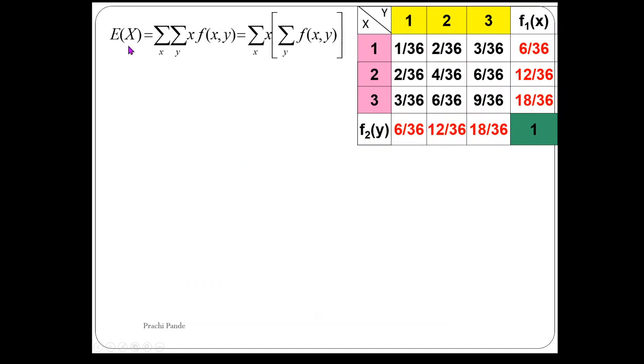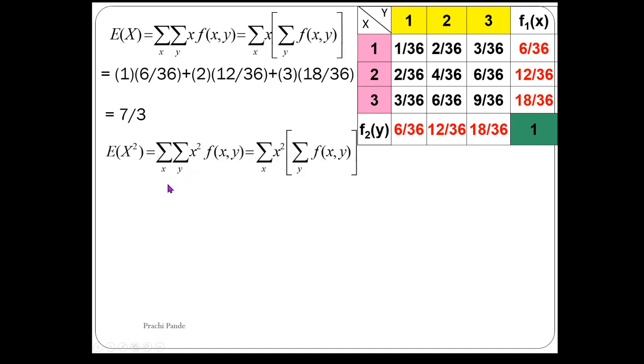Now expectation of x is equal to double summation over xy of x into f of xy. When we put x equal to 1, sum of all the probability for x equal to 1 is 6 by 36. So it is 1 into 6 by 36 plus 2 into 12 by 36 plus 3 into 18 by 36. And expectation of x is 7 by 3. Similarly, expectation of x square is equal to double summation over x and y, x square into f of xy. So it is equal to 1 square into 6 by 36, 2 square into 12 by 36 plus 3 square into 18 by 36, which comes out to be 6.